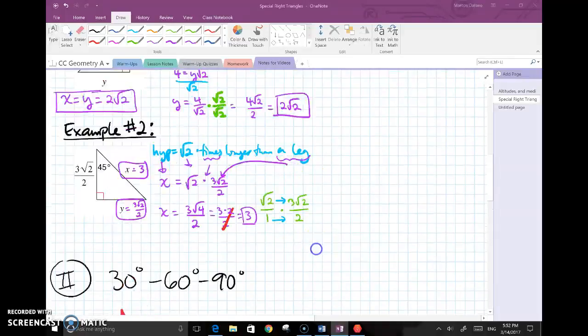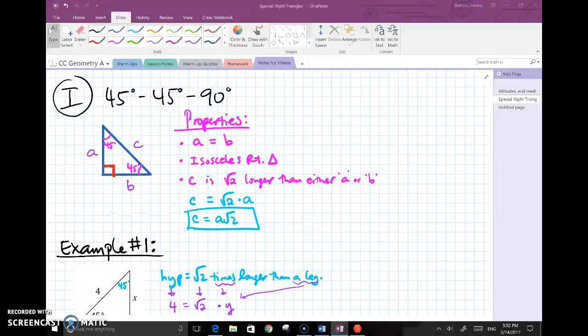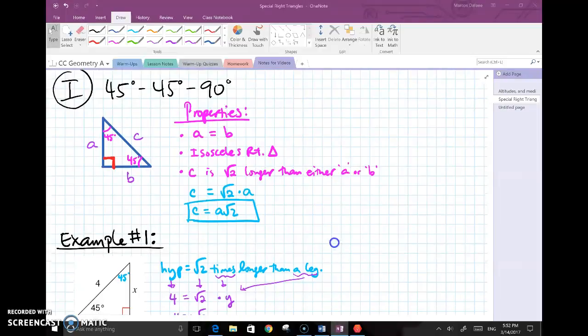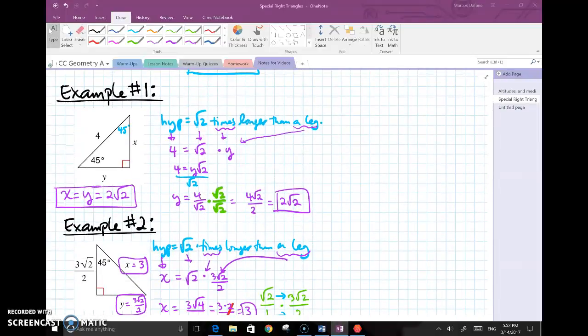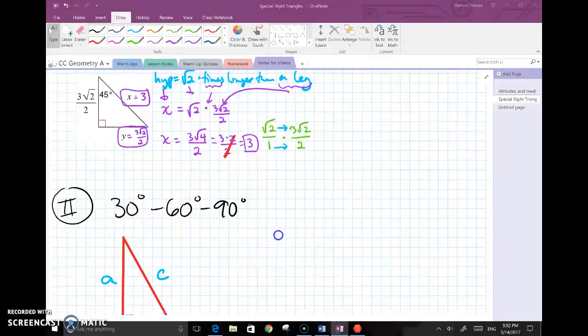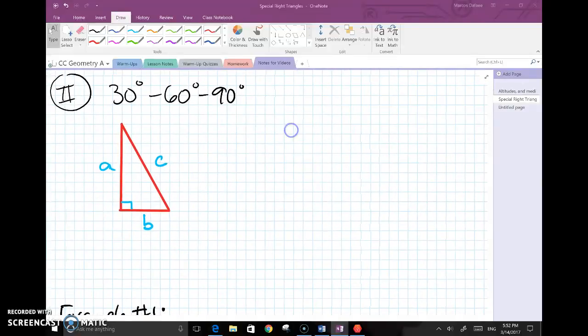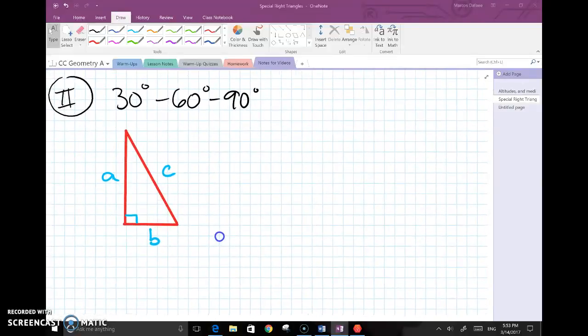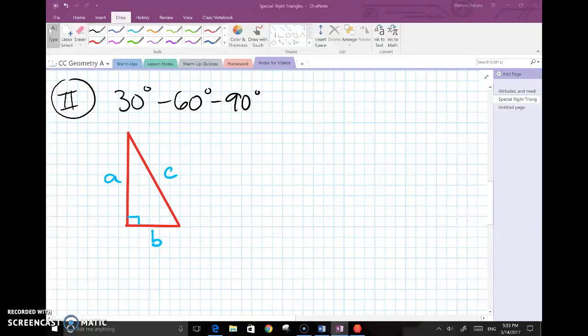In the first part, we dealt with 45, 45, 90 triangles, and I went through some examples with you on how that works. And in this video, we will focus on 30, 60, 90 right triangles. A couple things I want to point out. There's a special relationship between the three sides that's different from 45, 45, 90.